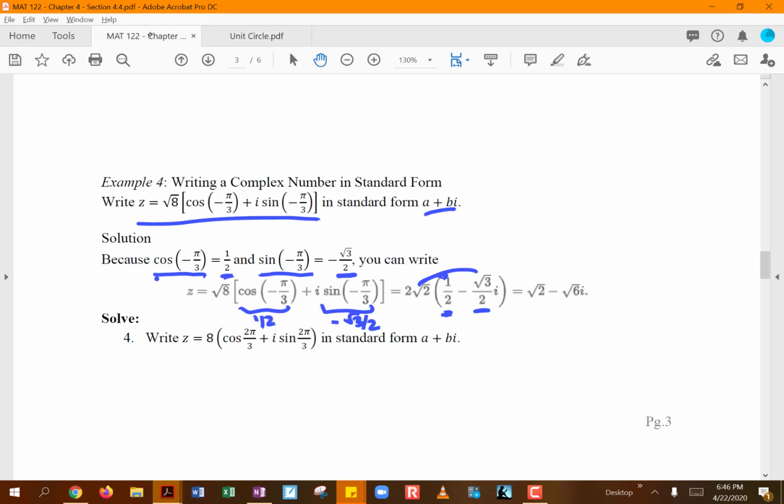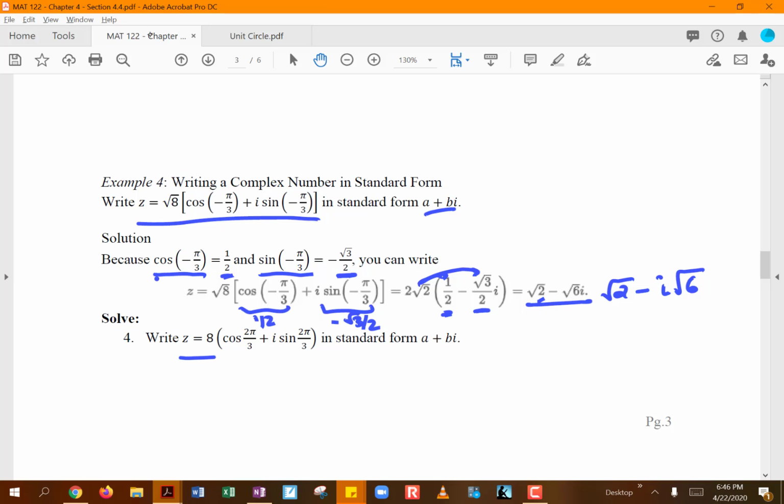And then again, distribute that 2 square root of 2 inside the parentheses. The 2's will cancel out, leaving you behind with this answer. And again, I would write this guy as square root of 2 minus i square root of 6. You always want to write that i before the radical, okay?